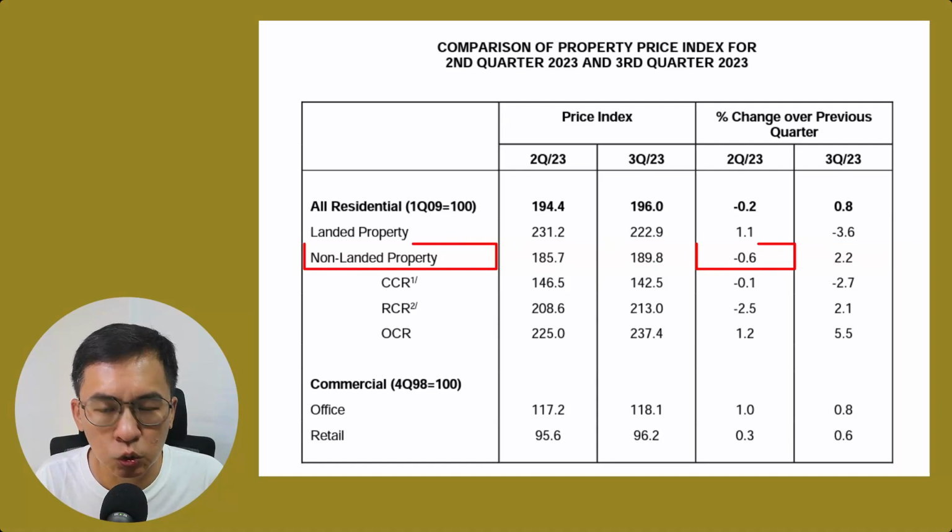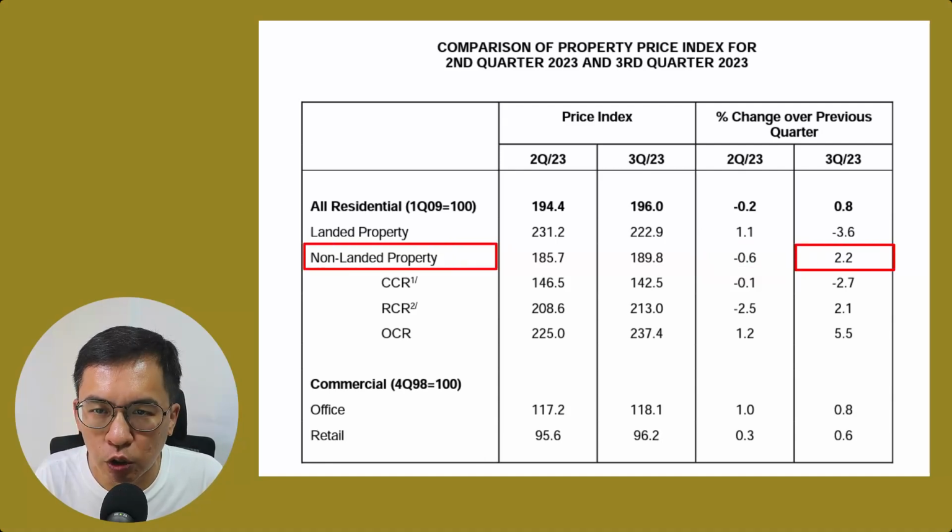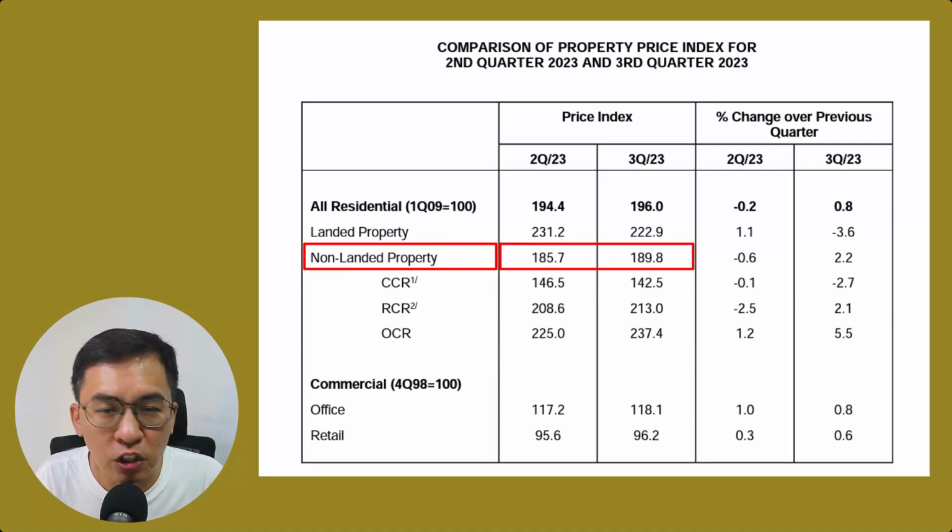From the first quarter to second quarter 2023, the PPI for non-landed declined by 0.6%. Subsequently, from the second quarter to third quarter 2023, the PPI for non-landed increased by 2.2%. These figures are extracted from the difference between each quarter of the PPI. How did URA derive the exact PPI? Seriously, I don't know. We can only take reference from the regression method that they have used.